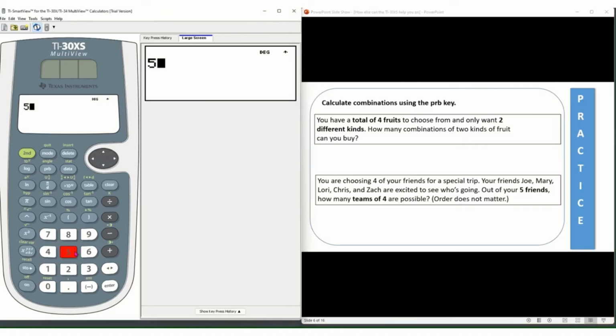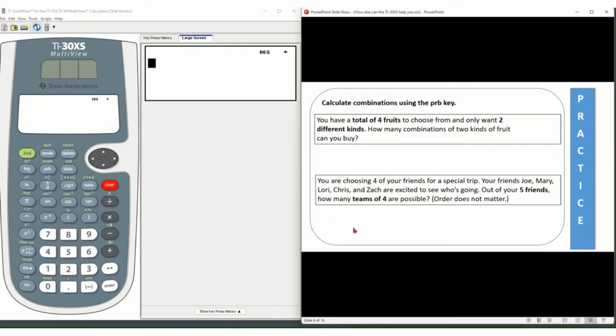5. Then I'm going to come up to the PRB key and I'm going to press that, choose number 2 for combinations, and then what is my variable R standing for? We're going to say 4. I want to see how many teams of 4 are possible. And then I'll press enter, and there's your answer, folks. There are 5 different teams that you could create out of your friends to go on this trip.